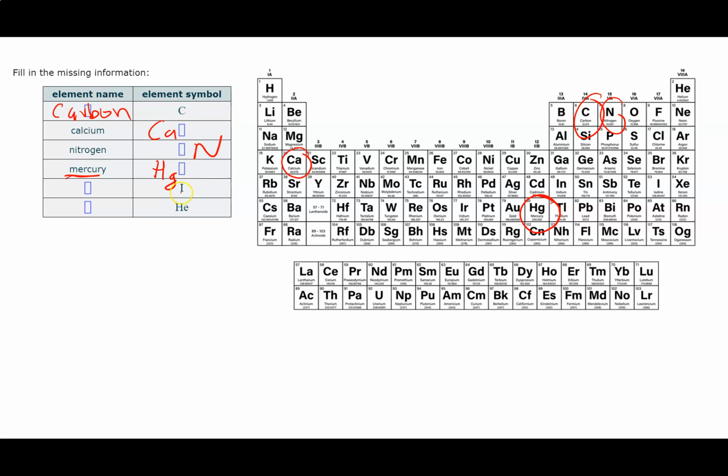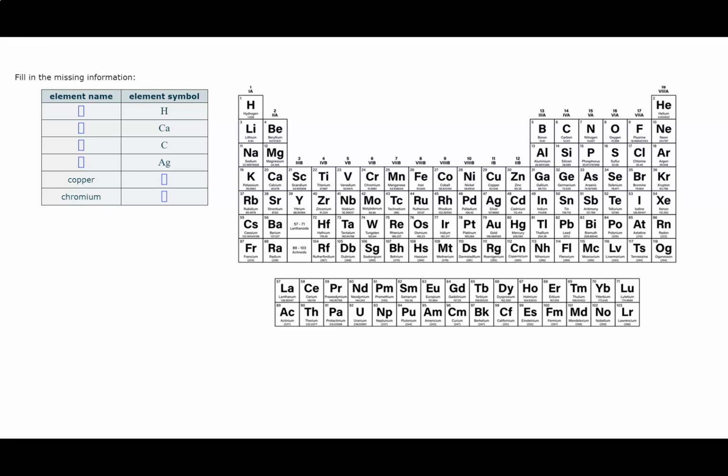Element name, iodine is the symbol over here, iodine. I know these so well. And then He, there it is up there, helium. So you just got to find the information to do that kind of problem. Just basically don't make a mistake. All right, here's another one. H is for hydrogen.